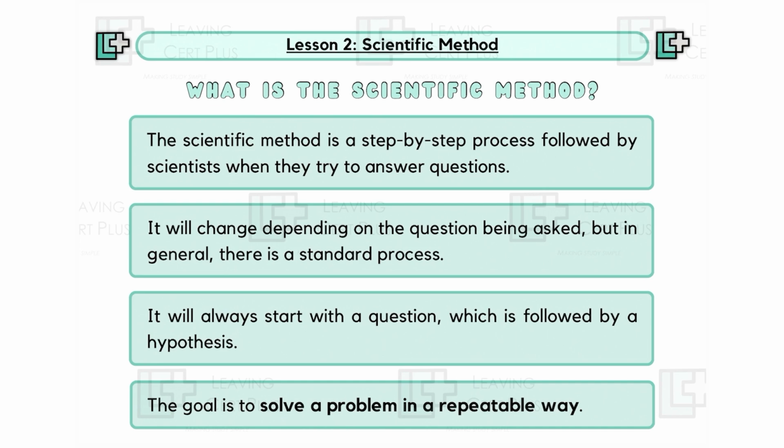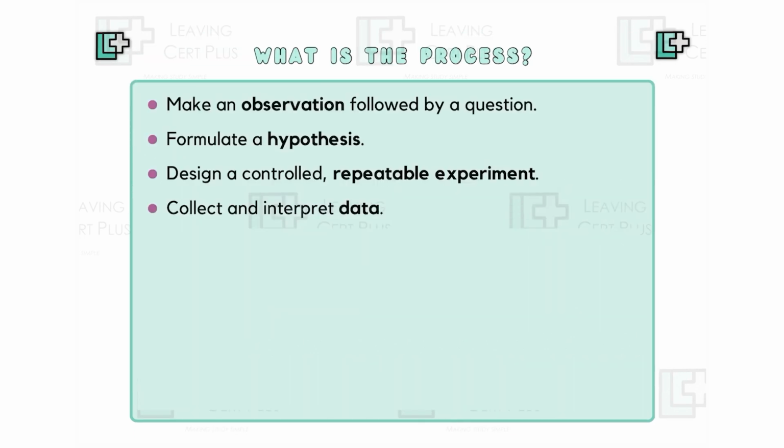So what we're going to be looking at in this lesson is what is that step-by-step process and the idea of a hypothesis, how exactly would we form it? So as we move through here, the first thing we're going to look at is the actual process. So first of all, you make an observation, which is then followed by a question, because all science starts with questions, and scientists by their nature are going to be very inquisitive.